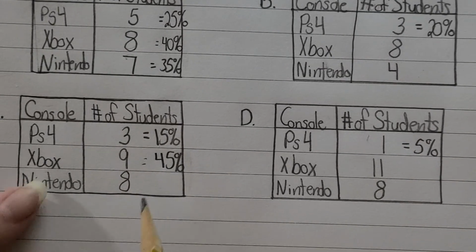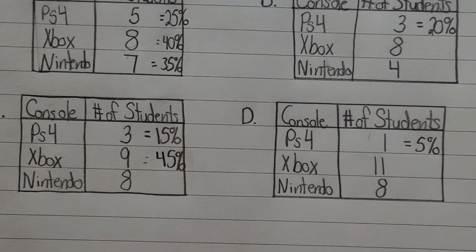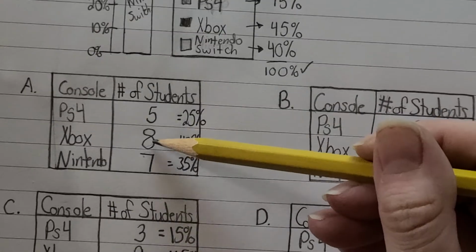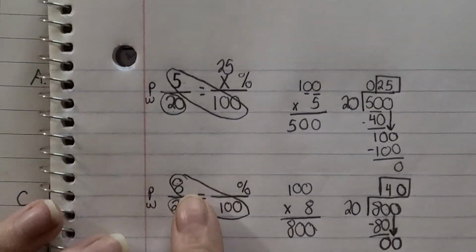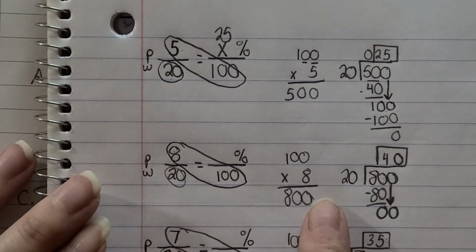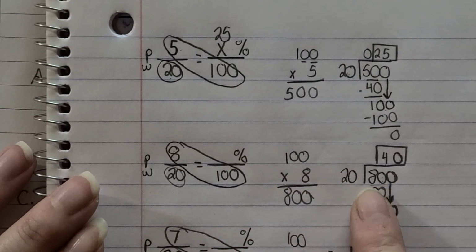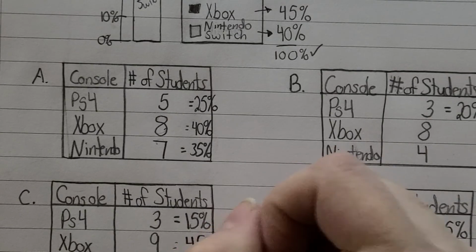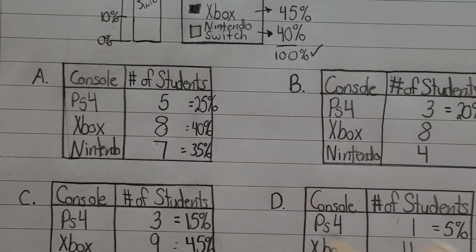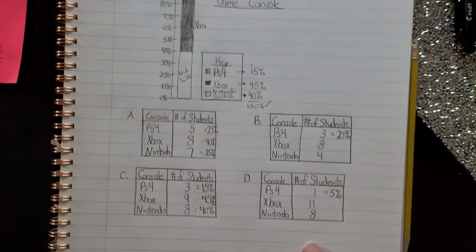Let's double check and just make sure that this really is it out of 8. And by the way, we've already done 8 out of 20 up here and we got 40%. If you don't remember, okay, 8 over 20, we got 800 divided by 20. It went in exactly 40 times. So this is equal to 40%. All right, that's how you know if they match.